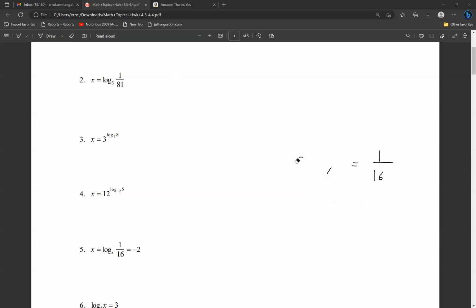All right, I've never seen them write it like that. Usually they don't put the x on the front there. They just write log x 1 over 16 equals -2.